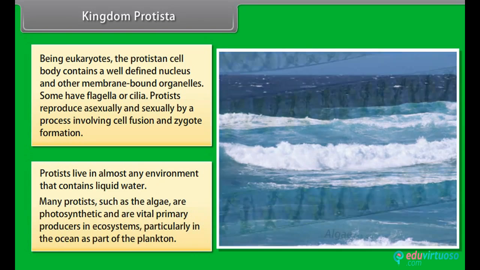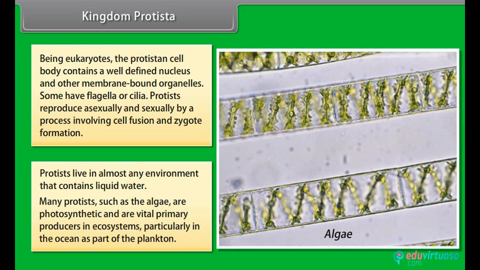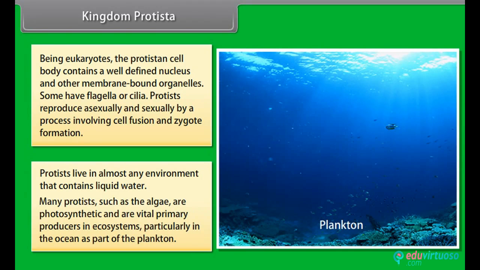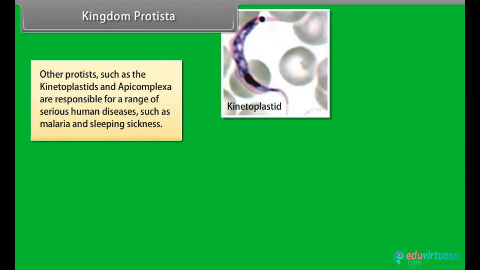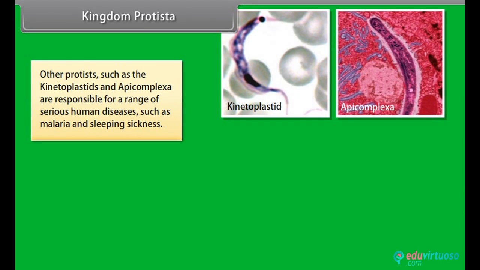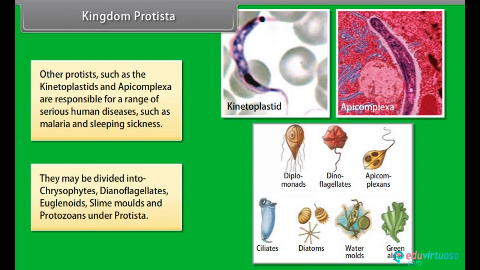Many protists, such as the algae, are photosynthetic and are vital primary producers in ecosystems, particularly in the ocean as part of the plankton. Other protists, such as the kinetoplastids and apicomplexa, are responsible for a range of serious human diseases such as malaria and sleeping sickness. They may be divided into Chrysophytes, Dinoflagellates, Euglenoids, slime molds, and Protozoans under Protista.